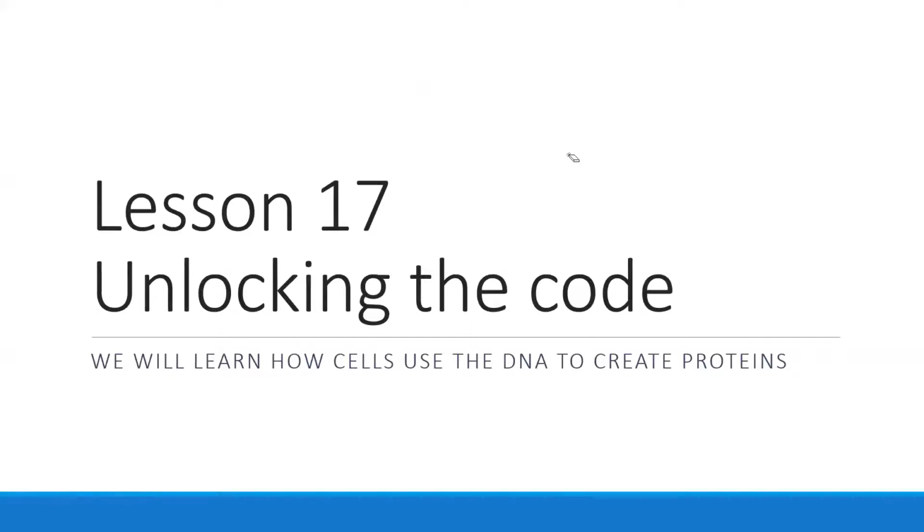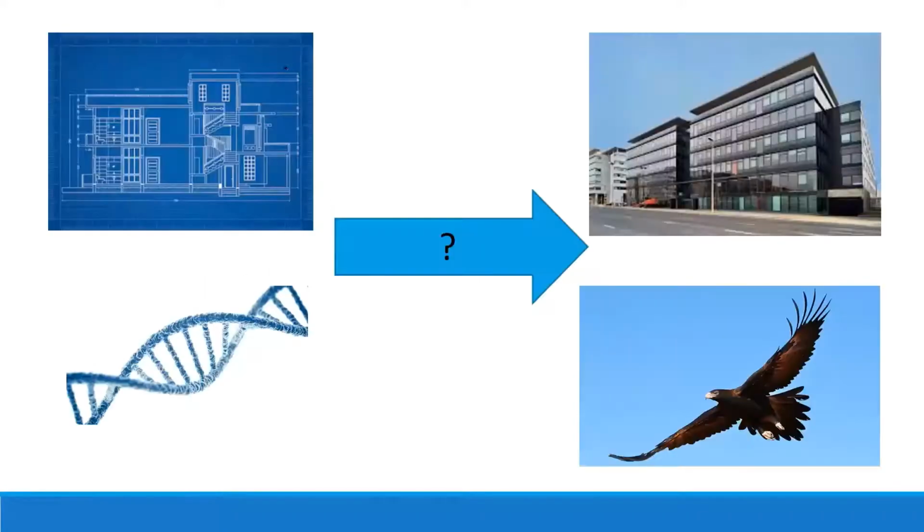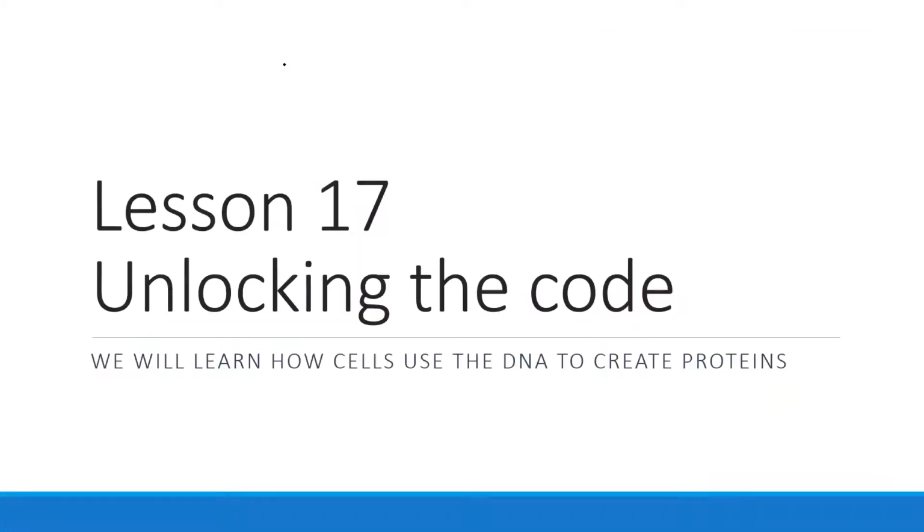Lesson 17 is titled Unlocking the Code. And it's specifically because, as I keep saying to you guys over and over again, DNA is just a big, long code. It's just got a lot of C, A, G, T, whatever. It's just a big, long code.